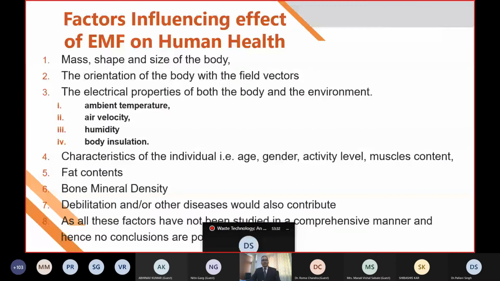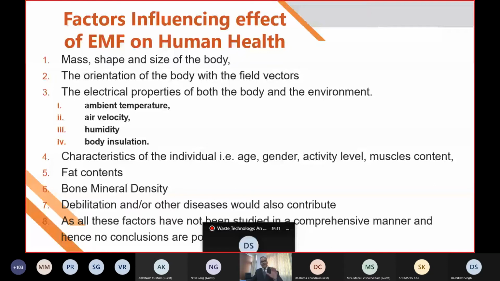Factors influencing the effect of EMF on human health. It is not necessary that if we both are exposed to a similar kind of RF field or electromagnetic field, we will have the same effect. It may depend on ambient temperature, air velocity, humidity, body insulation, even our own fat content, age, gender, activity level, muscle content, bone mineral density.